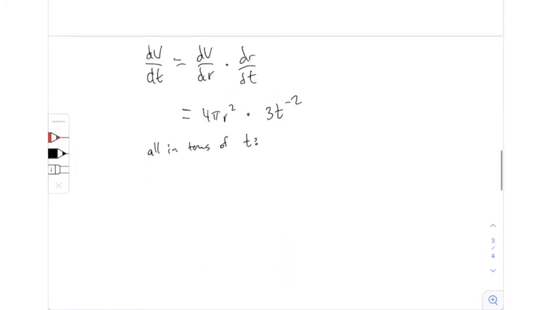So my final answer is dv dt is 4 pi, and then this r becomes (4 minus 3t to the minus 1) squared, times 3t to the minus 2. All right, and this is my final answer.